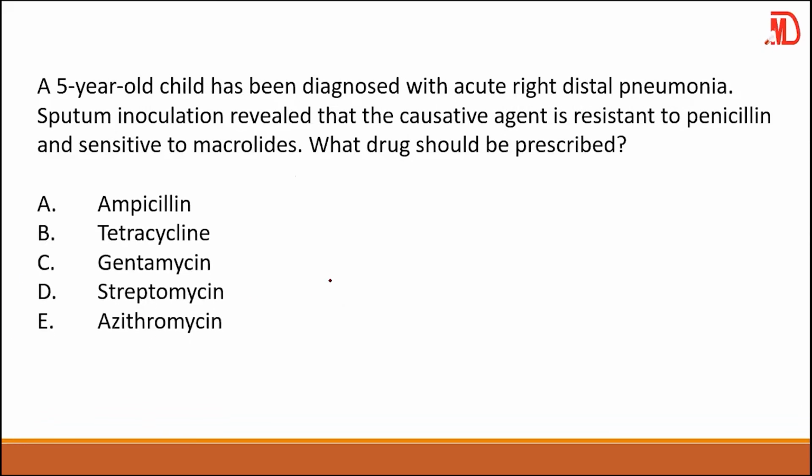A 5-year-old child has been diagnosed with acute right distal pneumonia. Now, pneumonia simply means inflammation of the parenchyma of the lungs. Sputum inoculation revealed that the causative agent is resistant to penicillin and sensitive to macrolides. The question now is, what drug should we prescribe? If penicillin is not working, that means it's resistant. So your duty now is to look out for what is sensitive. So macrolides.